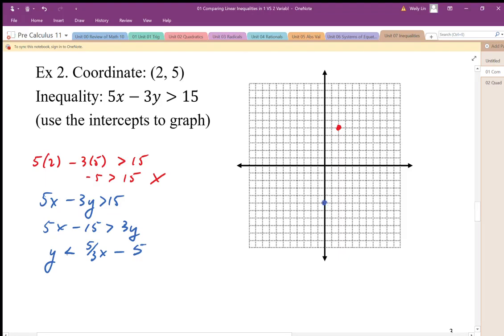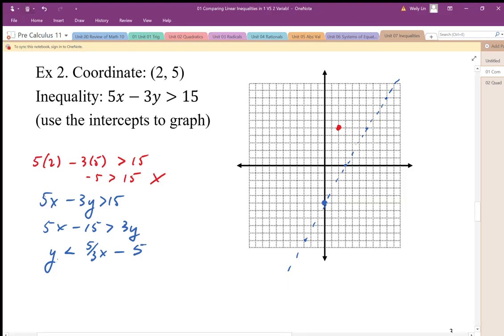It's not including the boundary, so I'm going to draw a dotted line. It's going to be rise of 5, run of 3. Okay, so it's going to be something that looks like this. And because I don't include the boundary as part of my solution set, I'm going to draw that line as dotted. I can also see that the red dot above doesn't work, so I should assume that below works.